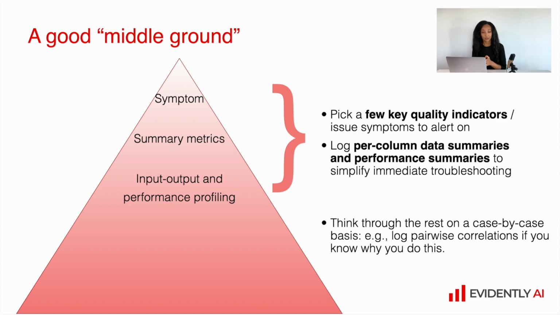Well, the good question is, what is the middle ground? What is a good starting point? And I would say it's really very use case specific. I could suggest something in the middle, for example, you can log symptoms, summary metrics, and some performance profiling. For instance, you can pick a few key indicators to use as a source for your alerting, then add a little bit of data related to per column data summary and performance summary, just to simplify immediate troubleshooting. And you can live with this setup for quite a short period of time in order to get some feedback and think through the rest of the metrics case by case.